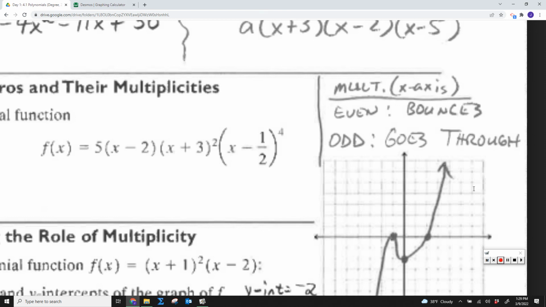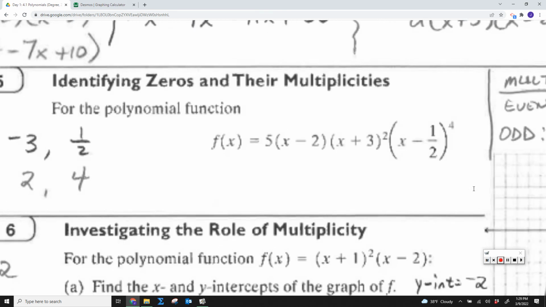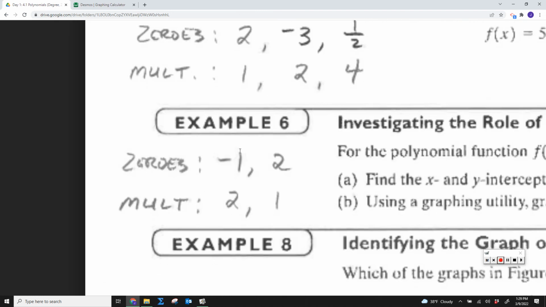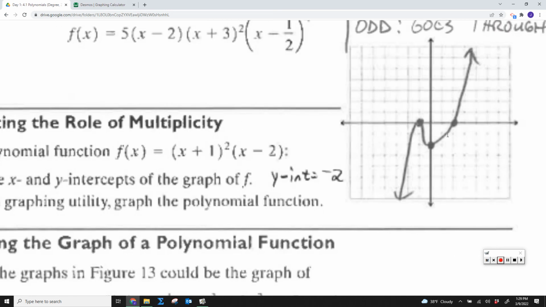Yes, because what's happening is you're looking at these zeros, and that's where the multiplicities are occurring. It's at those zeros, so that's always going to be some type of event that's occurring at the x-axis. What else you got?